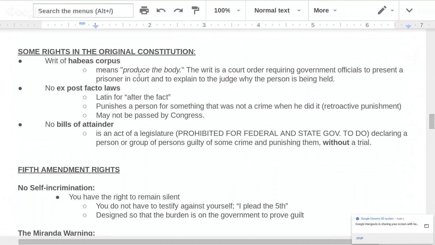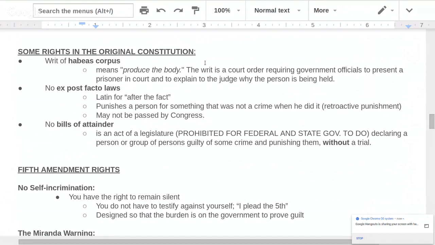Now, habeas corpus means produce the body. It's very simple. Just remember that it means it requires the governmental officials to present a prisoner in court and to explain to the judge why the person is being held. So they cannot arrest someone and put them in jail just because they want to. It requires the government officials to present the prisoner in court, and then the prisoner can express his argument.